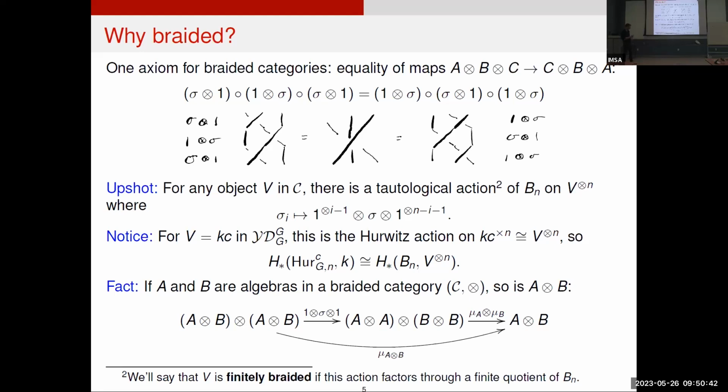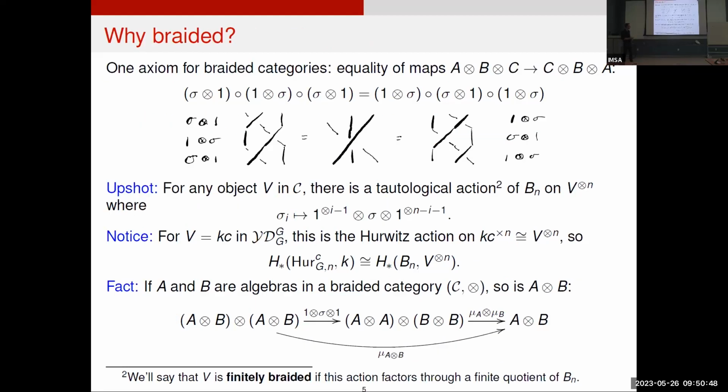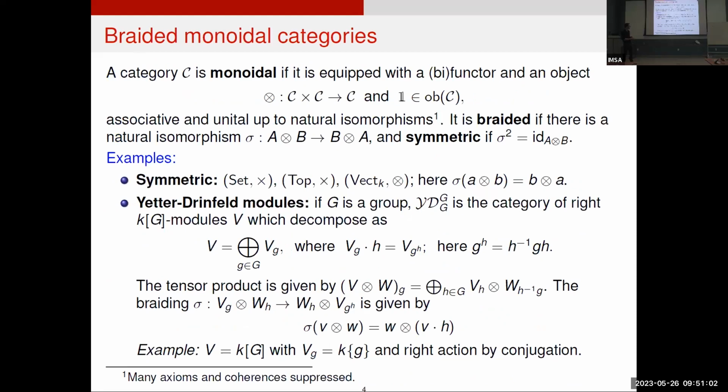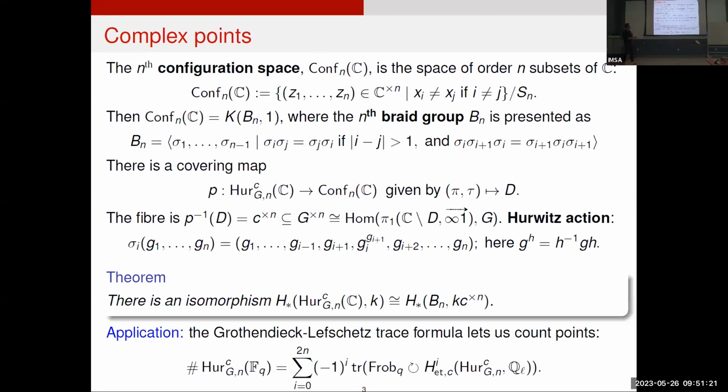So again, if I go back to here, I said the group ring is a Yetter-Drinfeld module. If KC is a direct summand of KG, it becomes a Yetter-Drinfeld module as well. And so what was the action? I move one past the other and conjugate. The action of sigma i says on the i-th and (i+1)-st elements of the n-fold tensor product, I move the i-th past the (i+1)-st and conjugate. Well, that was exactly the Hurwitz action.